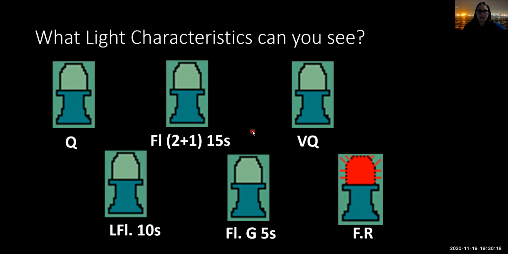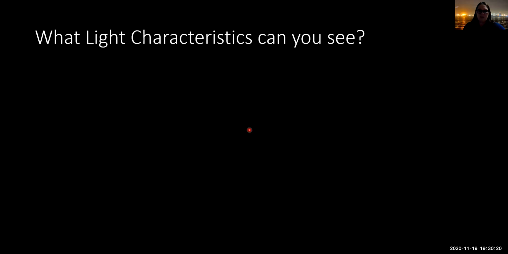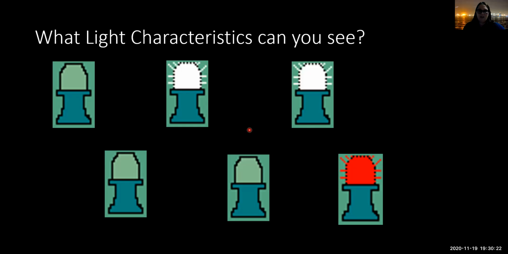So if I just go back one, if I try and get them to come back up again, there we can see them. Okay, so here is our quick flashing. Here we've got our very quick flashing. Here we've got a flashing 2 + 1. This one down at the bottom is a long flash over 10. There he is flashing. And a flashing green over 5, and our fixed red down at the bottom.